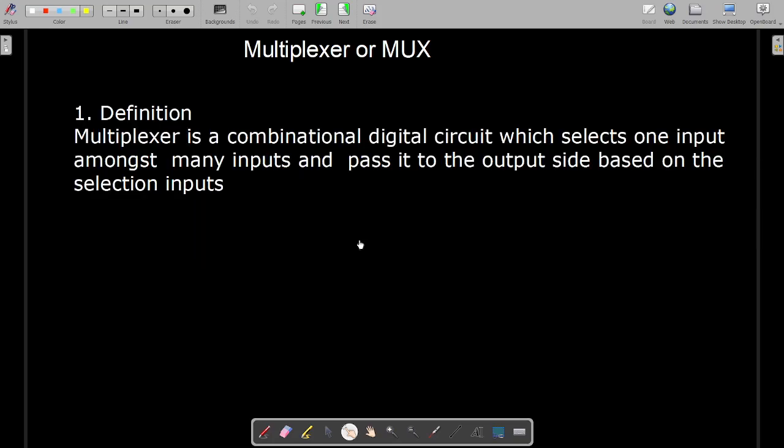First, we see the definition. A multiplexer is a combinational digital circuit which selects one input amongst many inputs and pass it to the output side based on the selection inputs.